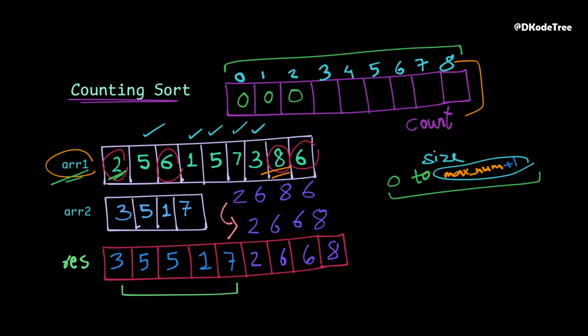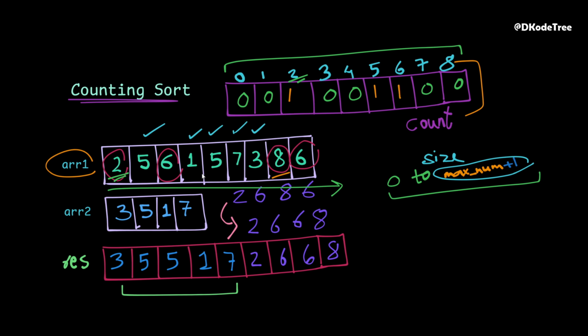We start by initializing the count array with all zeros. Then we scan through array 1 and for every element we find, we simply increment the value at its corresponding index in the count array. First element is 2, so we'll increment count of 2 from 0 to 1. Next is 5, so we'll increment count of 5. So this will become 1. The next element is 6, so we'll increment the value at index 6.